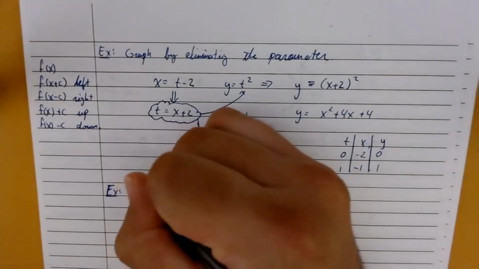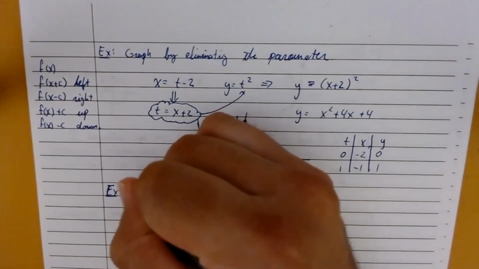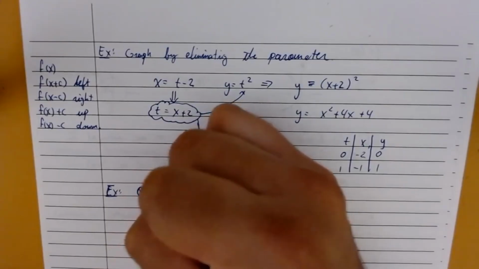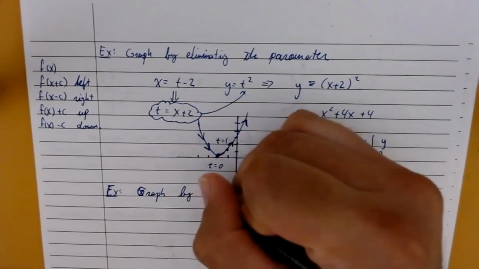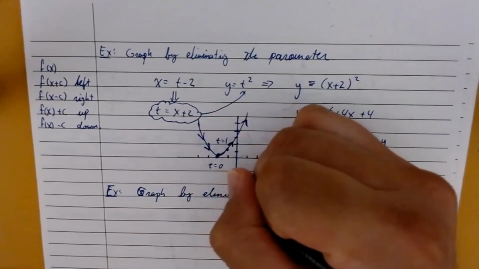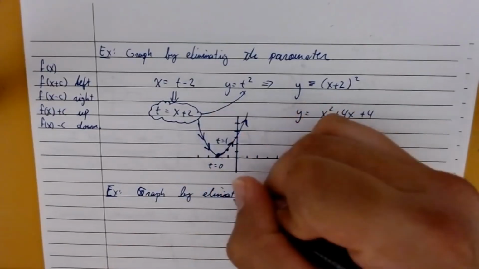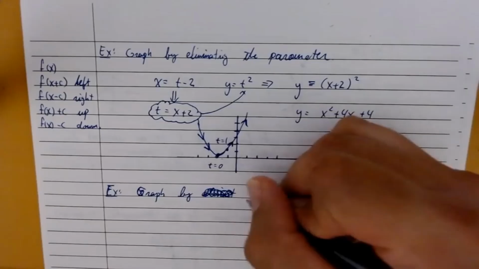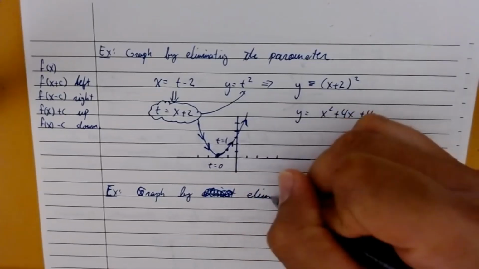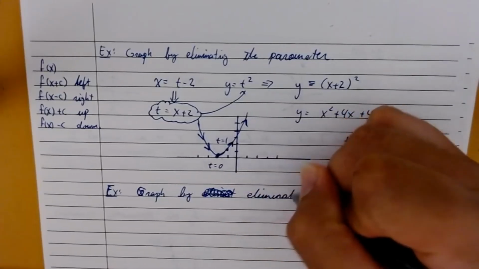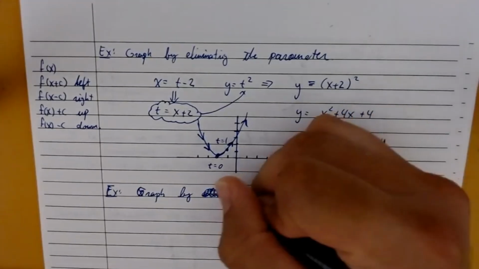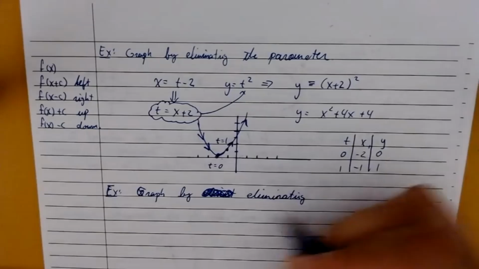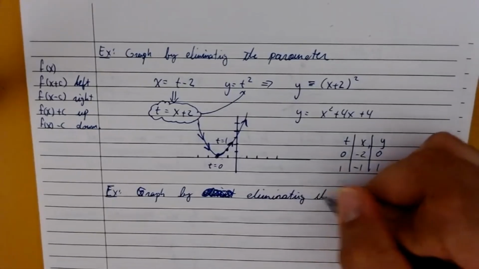Let's say x is equal to, I guess I should give directions to this, right? Let's go ahead and graph by eliminating the parameter.